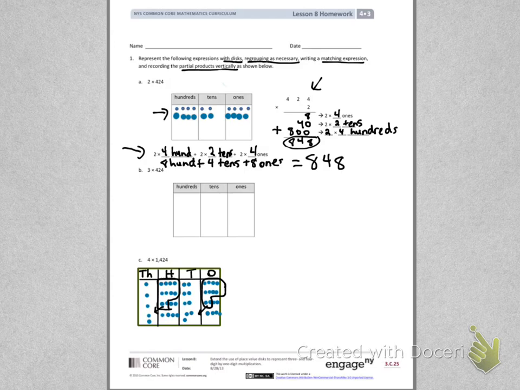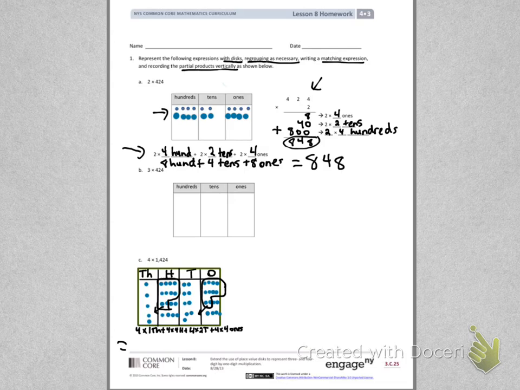So before regrouping this problem, I had 4 times 1,000. I'm going to abbreviate. Plus, I had 4 times 400. Plus, I had 4 times 20, which is 2 tens. Plus, I had 4 times 4 ones. And then we did some regrouping.